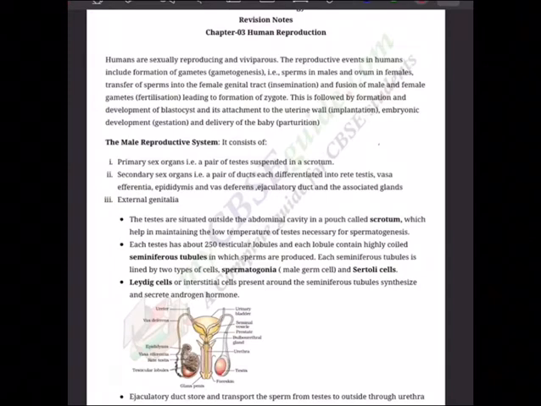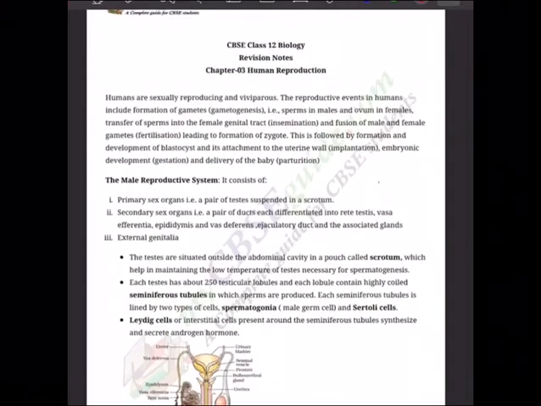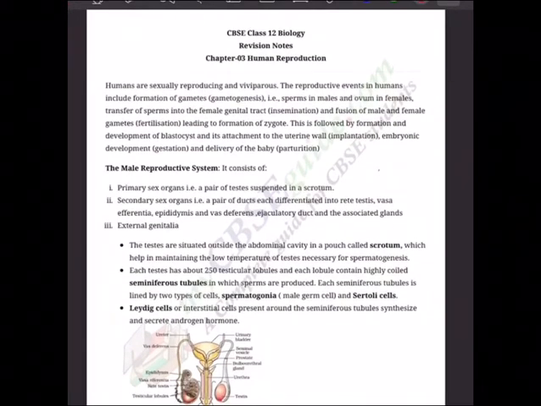Okay, with that, let me go to the third chapter, that is human reproduction. So humans are sexually reproducing and viviparous. What is that viviparous? Any idea? Yes, animals that give birth to young ones are called viviparous. Opposite to that, oviparous, animals that lay eggs. And what about ovoviviparous? There are animals which can lay eggs as well as give birth to young ones. So think of that.